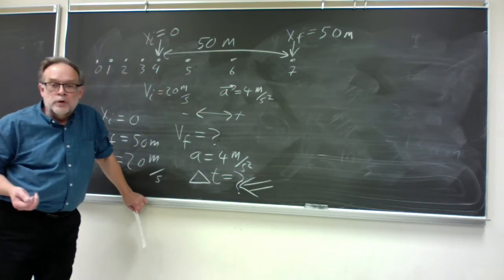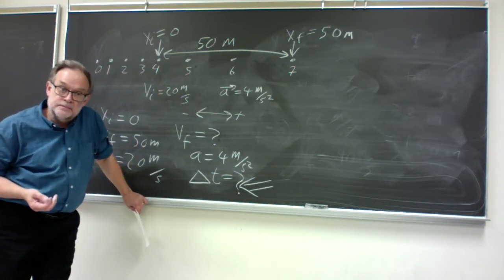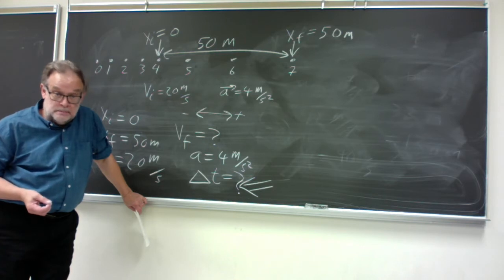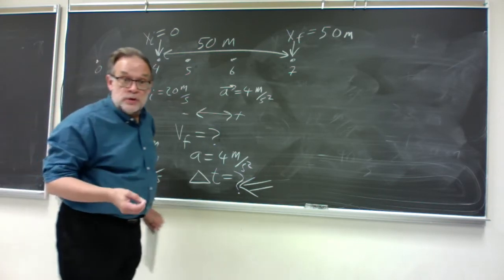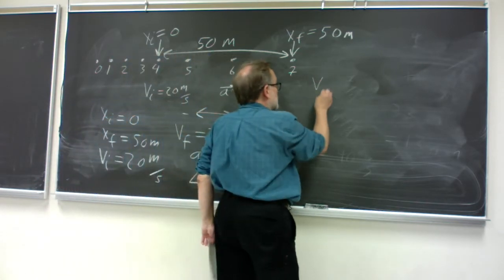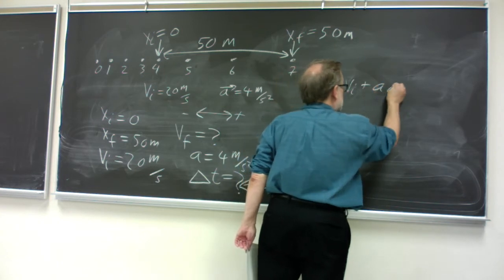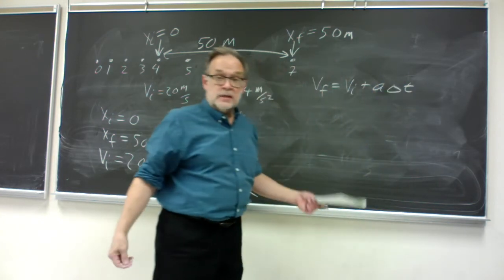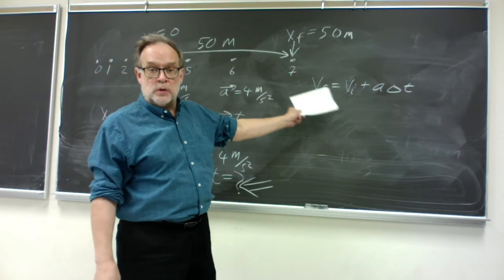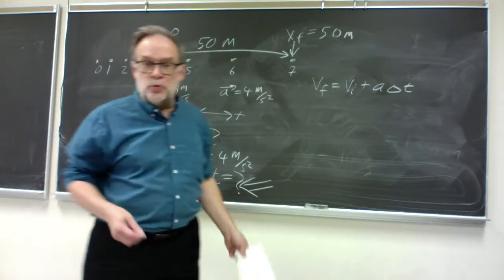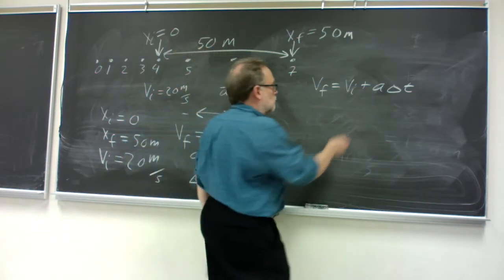So we need an equation that has delta t in it, and we need an equation in which delta t is the only unknown variable. Well, one equation with delta t in it is this one, v final equals v initial plus acceleration times delta t. Delta t is our goal, but we can't use this one because we don't know what v final is. We know v initial, but we don't know v final, so this isn't helpful.